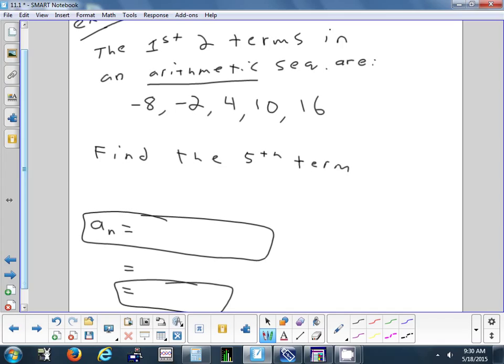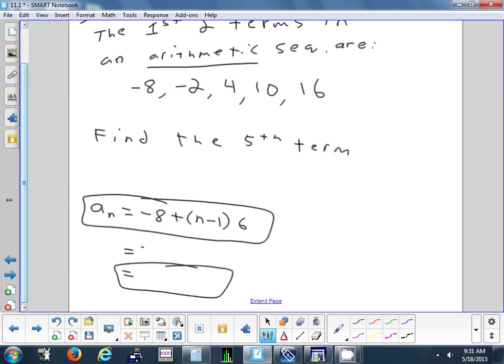Go ahead, Josh. a sub n equals a sub 1 plus n minus 1 times d. Yep. And can you fill in d and a sub 1 in my example? -8. Yep. Times, or was it plus? Plus, yep. N minus 1 times 6. Good. Times 6.